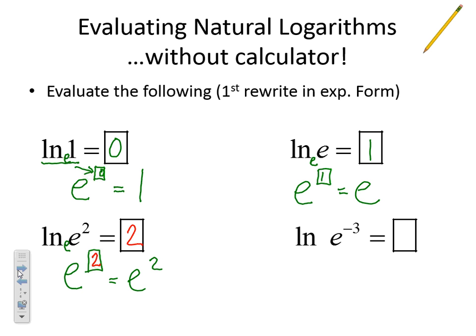So if we continue that idea, what do you think would fill in this box over here? What exponent on e makes e to the negative 3? Negative 3 would be the exponent. Remember that natural log button is asking us what power on e makes that value.